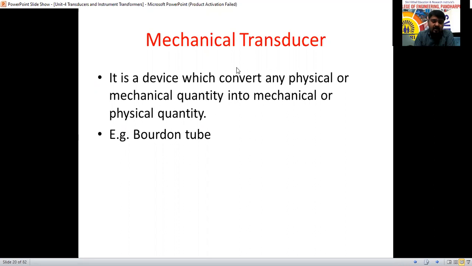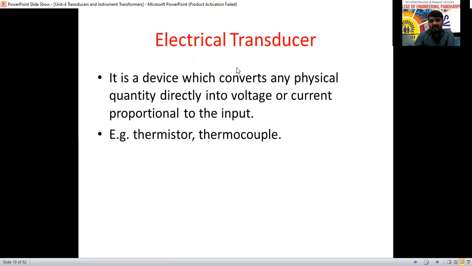So mechanical and electrical. After this much discussion, can any one of you tell me what you mean by electrical transducer? Yes, any one of you? Can you tell the electrical transducer definition? Mechanical into electrical, or physical into electrical.